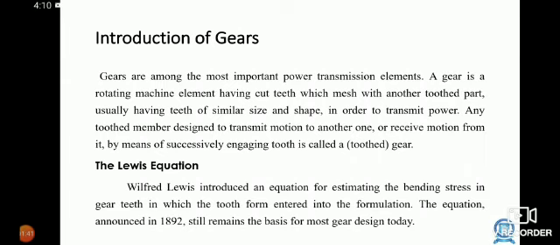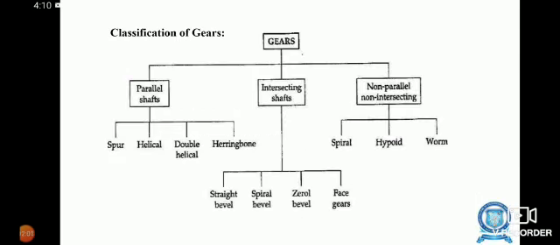Wilfred Lewis introduced an equation for estimating the bending stress in the gear teeth, in which the tooth form entered into the formulation. The equation, announced in 1892, still remains the basis for most gear design today.